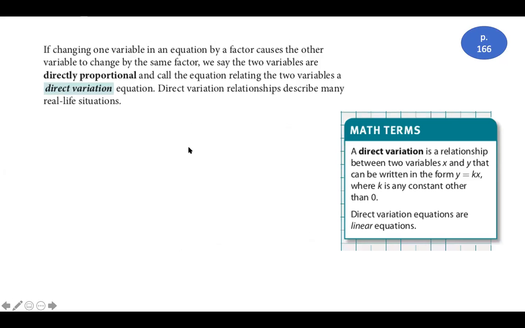So the thing we want to learn about today is directly proportional or direct variation. Direct variation isn't used that much, so we're going to stick with directly proportional, and we can even drop the word directly, and we can just call these proportional relationships.